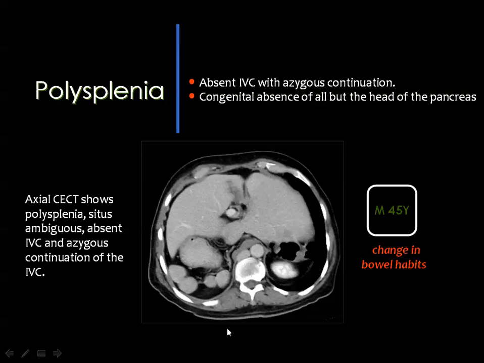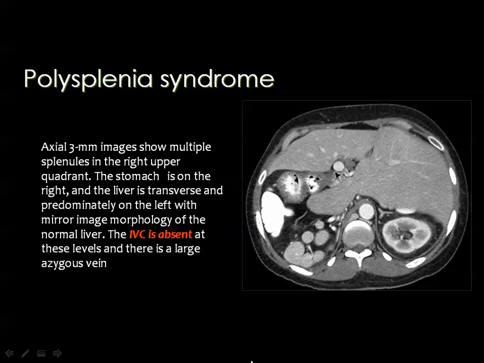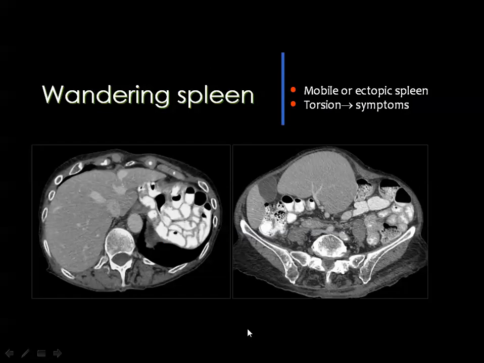This is the case of polysplenia. You see the multiple spleens which are located now in the right hypochondrium, and the liver is in the middle of the abdomen, and there is no IVC, and there is continuation of the IVC by the hemiazygous vein. And another case of polysplenia syndrome, you see multiple spleens in the right hypochondrium, the liver is in the middle part of the abdomen, and the IVC is absent, and instead there is the azygous vein.